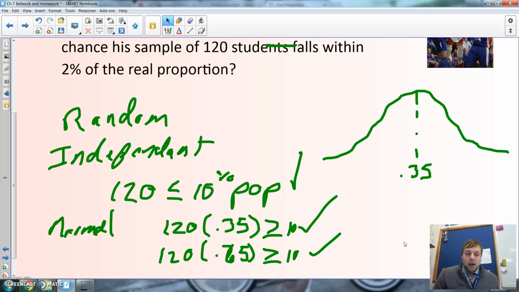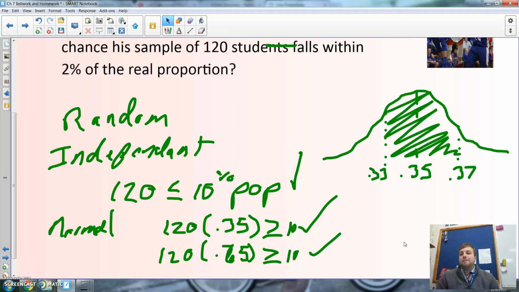I think we might stop there. If you want to try and do this, then maybe on Thursday, we can come and see how well you do. I'm looking for within 2%. So I want to see what's the probability that I can fall between 0.33 and 0.37. I want to fall within this area, right? Because that says within 2% of the real proportion. So what's the chance that my sample is somewhere between here and here?